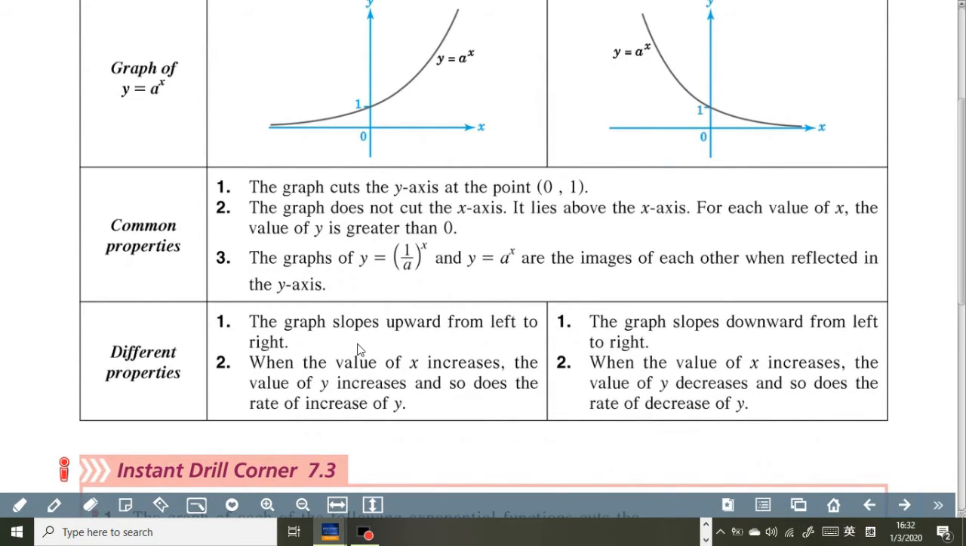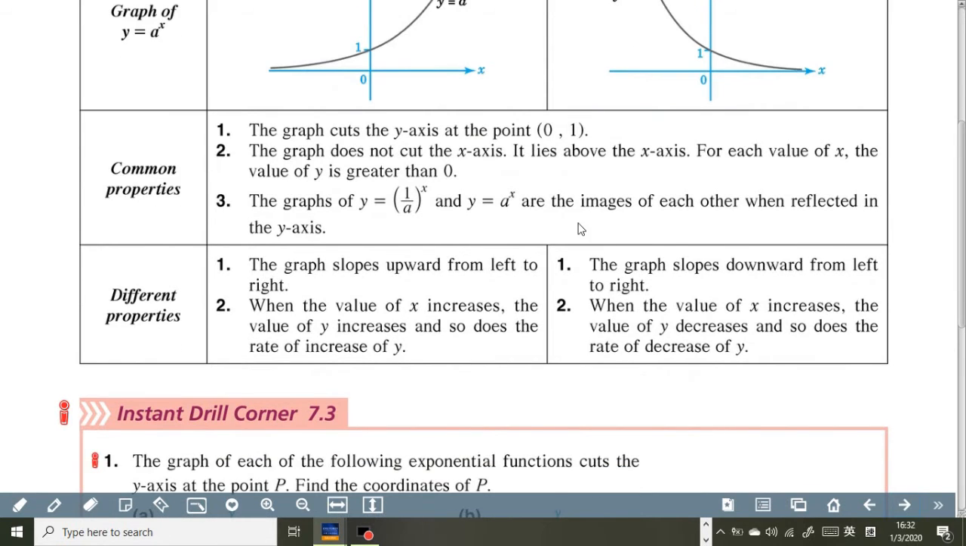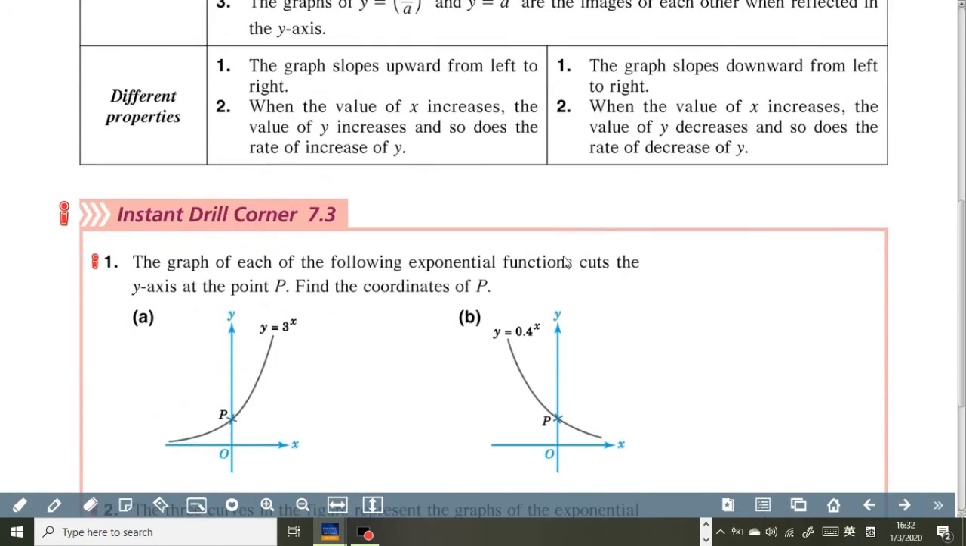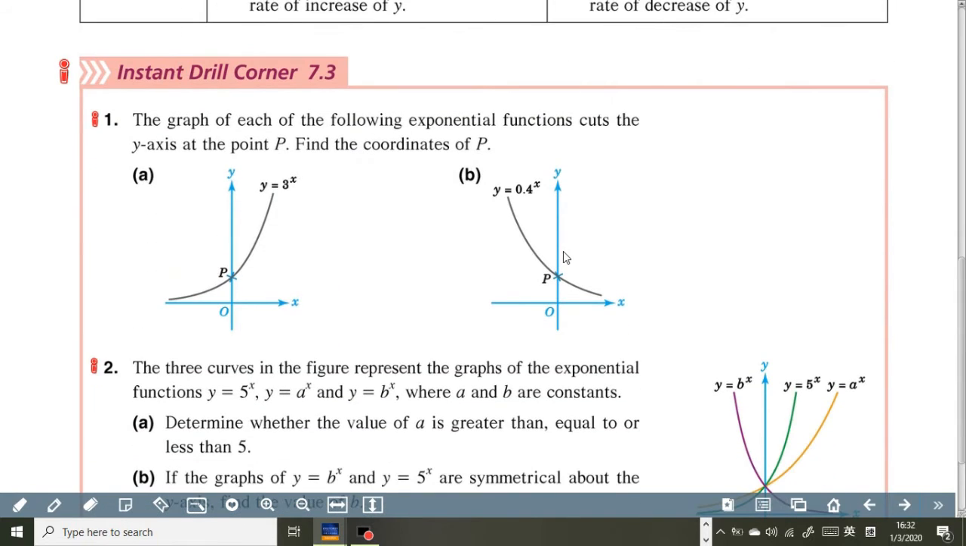If you have a greater than 1, the graph goes upward like this one. If you have a value of base a which is between 0 and 1, you have the graph like this. So we'll have some properties about this to describe.